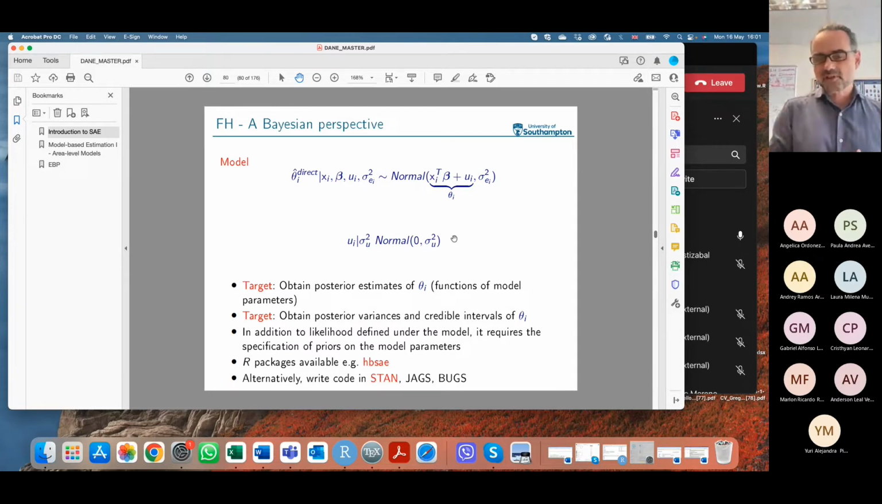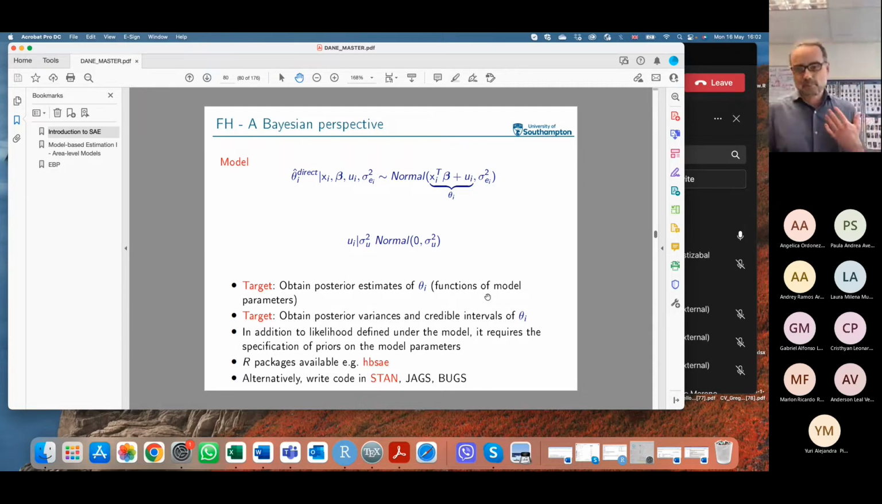The theta I parameters are functions of model parameters, so we want to obtain posterior estimates of theta I, and we also want to obtain posterior variances and credible intervals of theta I. Because, as I said, point estimates will not be enough. We need also a handle on the uncertainty around these point estimates, and this is provided by the posterior variances and obviously by the credible intervals. So in addition to the likelihood defined under the model, we need to specify some priors on the model parameters.